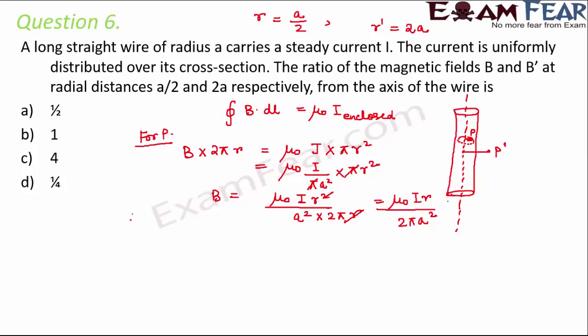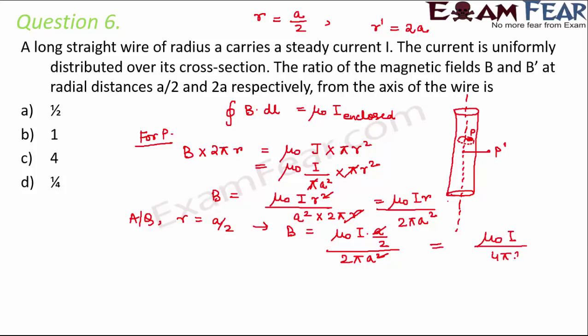But according to the question, what is r? r is equal to a upon 2. So if we put that value, B is equal to mu naught I into a by 2 divided by 2 pi a square. So this a and this a will get cancelled. So this is equal to mu naught I divided by 4 pi a. So this is the value of B.